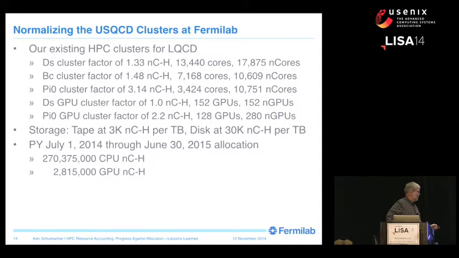So the program year we're in right now is program year 2015. It started July 1st, a couple months ago, and it's going to end June 30th. And this year there's 270 million CPU normalized core hours and 2.8 million GPU core hours in the allocation at Fermilab.